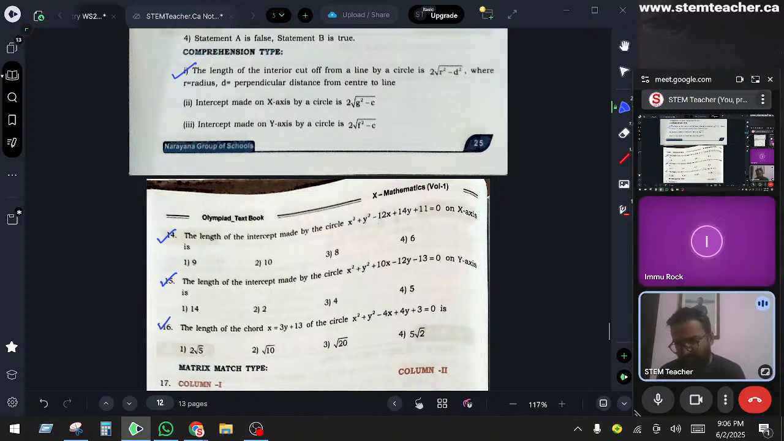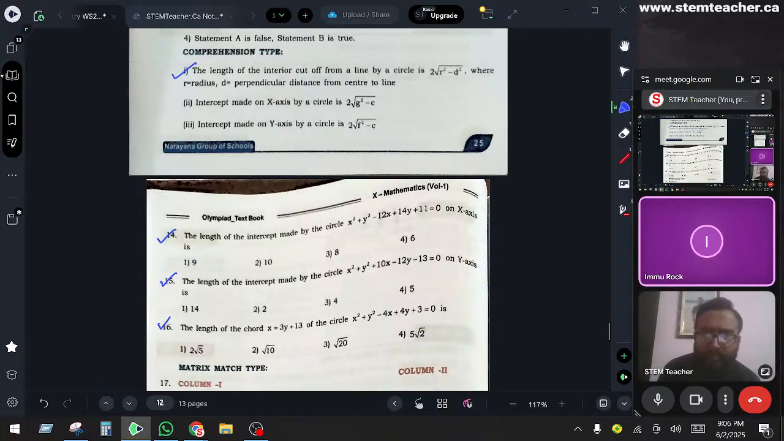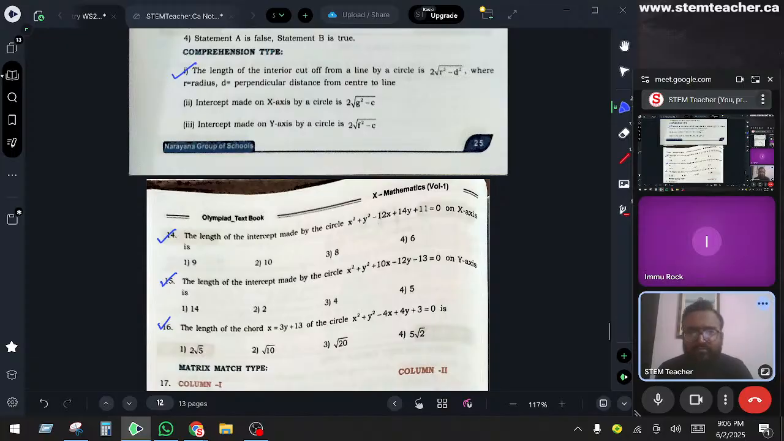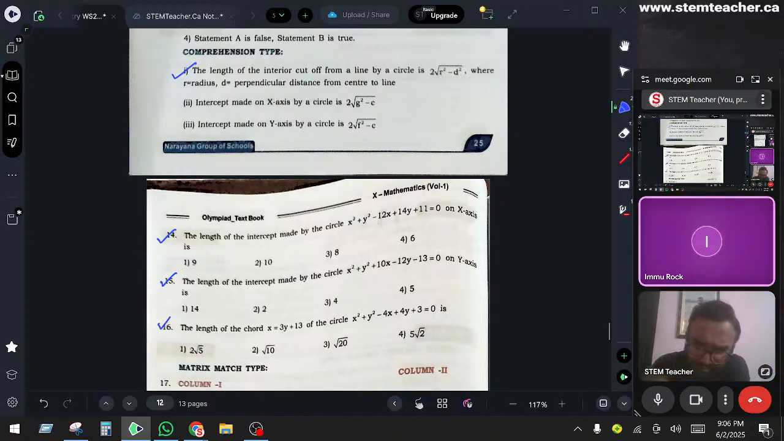Fourteen, answer is 5. What is the g value? देखो देखो, 2 into 14 का 10, 15 का भी आएगा. 15 का भी देखो. 14, ये दोनों आ गया. Okay.